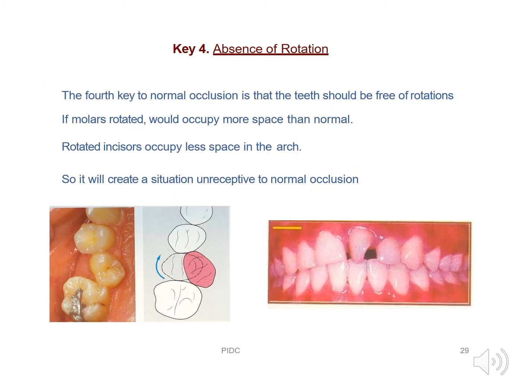Key number 4, absence of rotation. The fourth key to normal occlusion is that the teeth should be free of rotation. If molars are rotated, they will occupy more space than normal. Rotated incisors occupy less space in the arch, so it will create a situation unreceptive to normal occlusion.